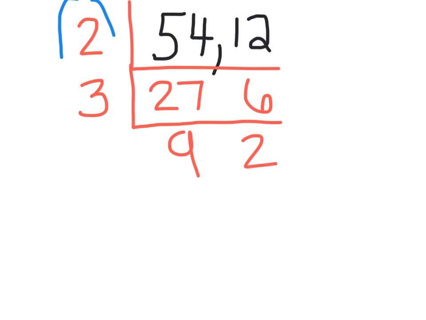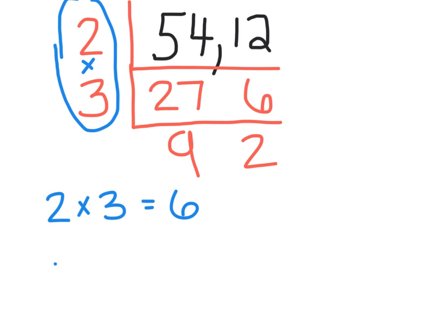Look at the numbers on the outside of your cake, so we have two layers, so we have two numbers, and you multiply them. 2 times 3 equals 6. So our greatest common factor of the numbers 54 and 12 would be 6.